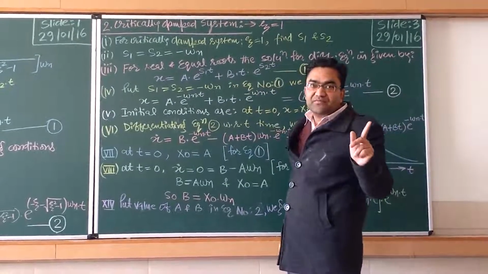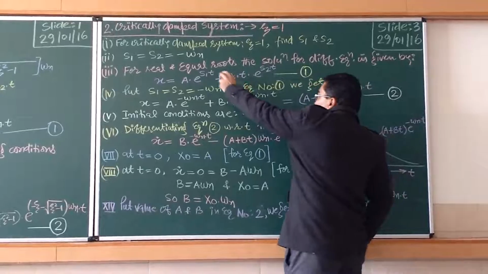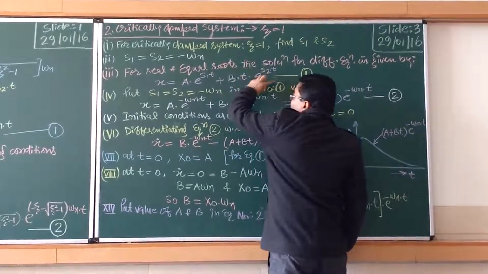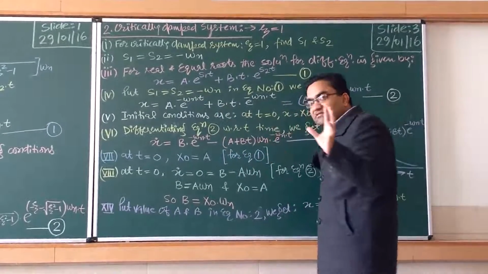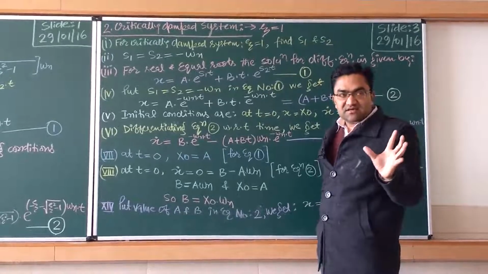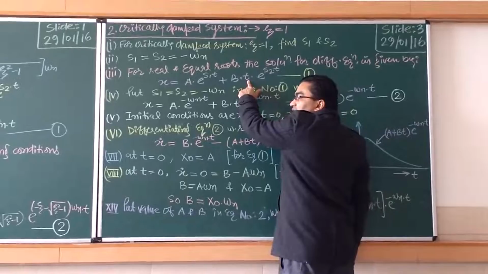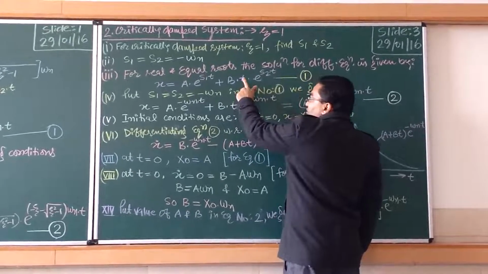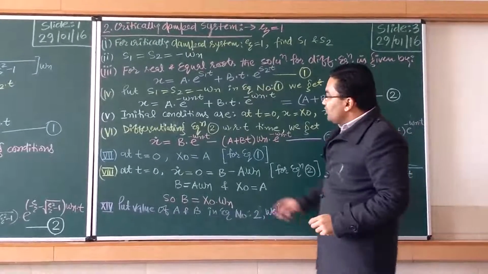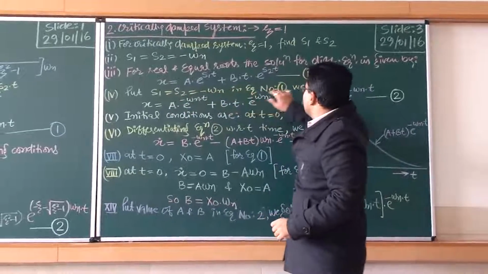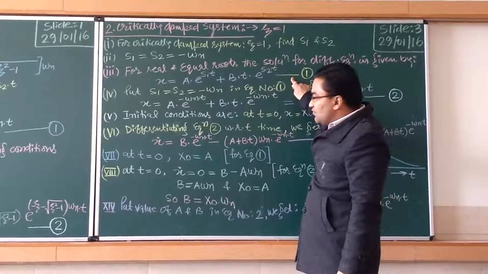Please remember, this is the main point. The general solution to the differential equation becomes somewhat different as compared to the overdamped system. In this case, a t has been multiplied with b over here. Now, put the value of S1 and S2 in equation number 1.